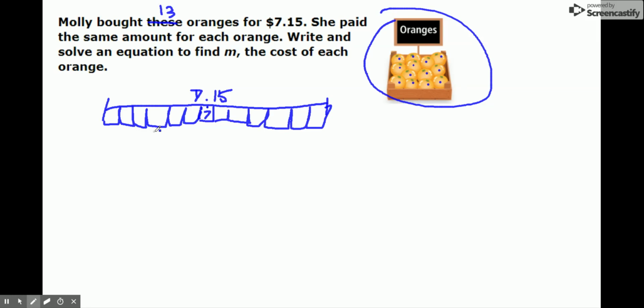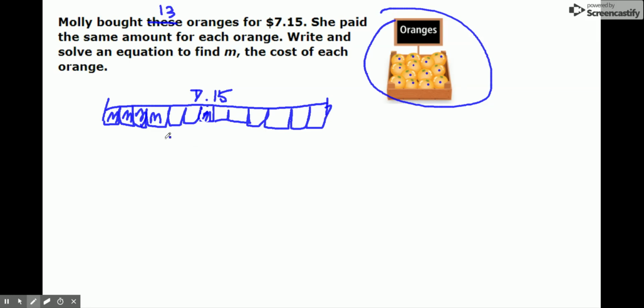And in each one of these boxes would be m. But I'm going to erase this 7. I don't actually need a 7 there. I need an m. So each box is worth m. M, M, M, M, M, and you can go all the way down. The purpose of this diagram is for me to say, okay, 7.15 needs to be split to the same amount in each one of these boxes, so 13.